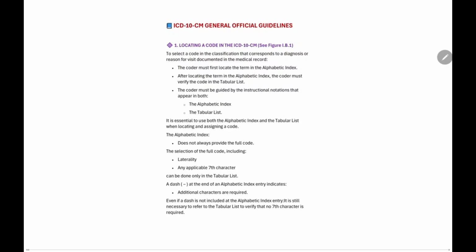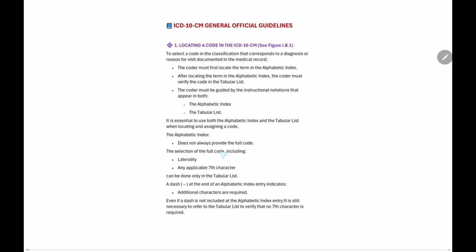So yesterday we saw how to locate the code and what a placeholder is. After locating the term in the alphabetic index, we search the tabular list. After searching the subterm, we go to the tabular list, right? And we check the characteristics in the tabular list. So we have seen all these things when locating and assigning a code.